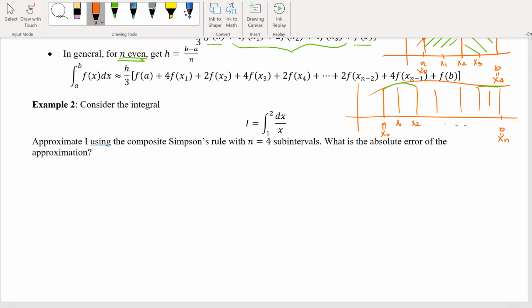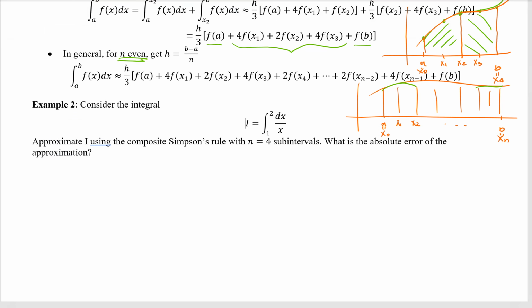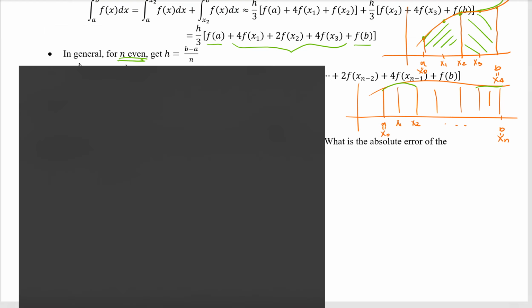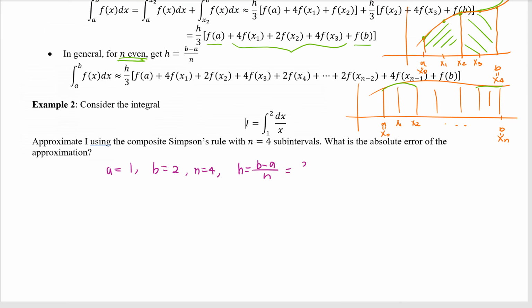Let me use the purple. Okay. All right. So here, what is A? A is 1. B is 2. So n is 4. Then h equals b minus a over n, which is 2 minus 1 over 4. Oh, that's 1 over 4, right?